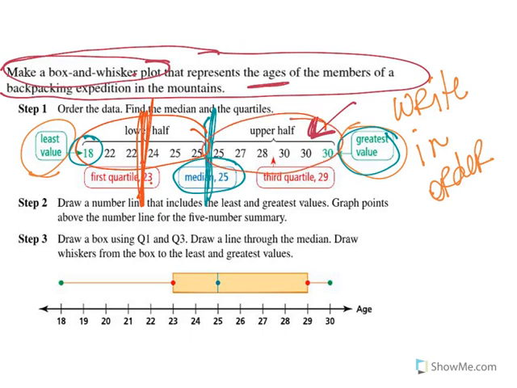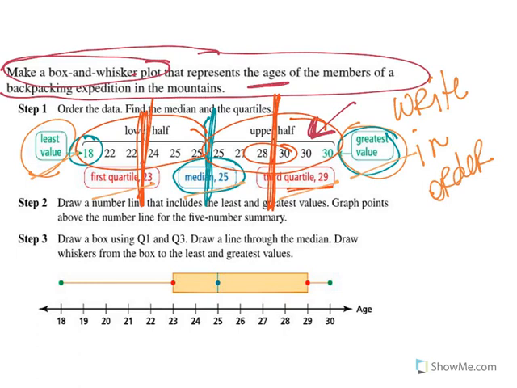Take your upper half, divide it in half, that number in the middle. You will often have to find the average of those two numbers, which would be 29, and you get your third quartile. So now we have our 5 numbers that we need. We have our least value, our Q1, our median, our Q3, and our greatest value. Okay, and then we take those and we put them on our box and whisker plot.